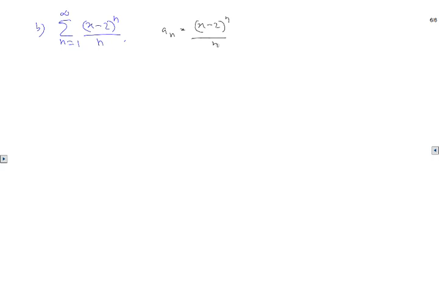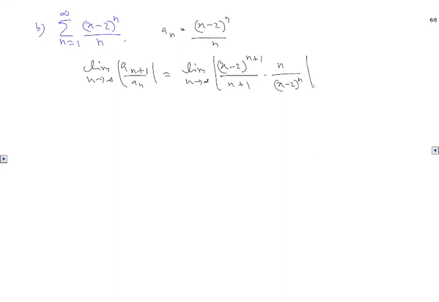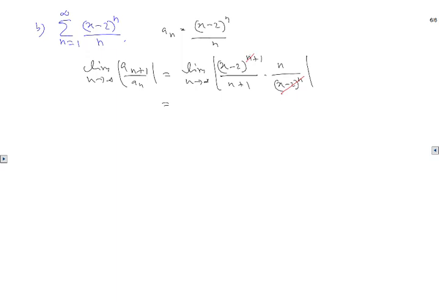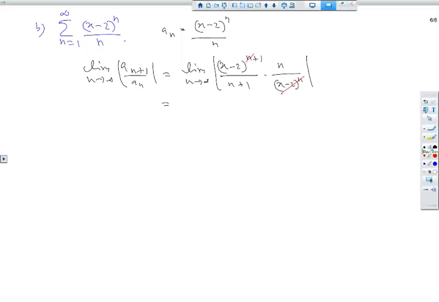So as before, we can use the ratio test. So we can say limit as n goes to infinity of a_(n+1) over a_n. So this is the limit as n goes to infinity of (x minus 2) to the n plus 1 over n plus 1, times, it's a ratio so it's upside down, n over (x minus 2) to the n. Remember, take the absolute value because we don't know if it's positive or negative. And then there's a lot of simplification going on as before. This term cancels with that, so you only get one term.